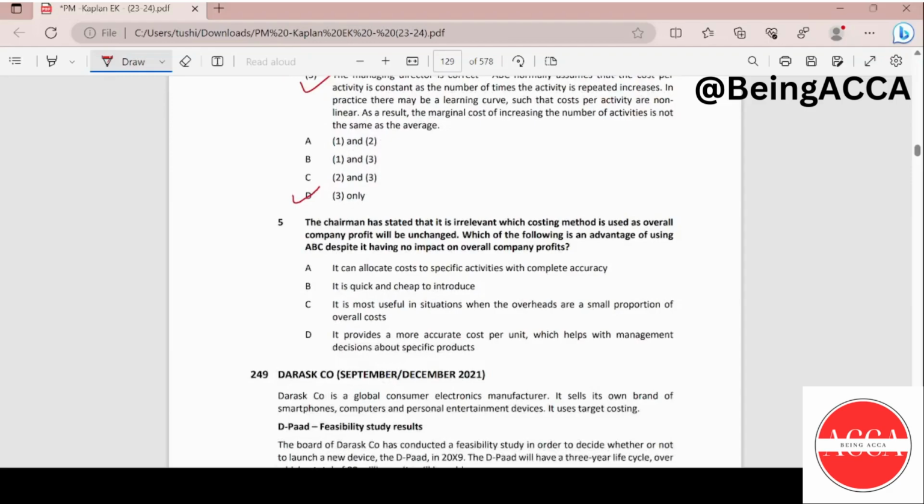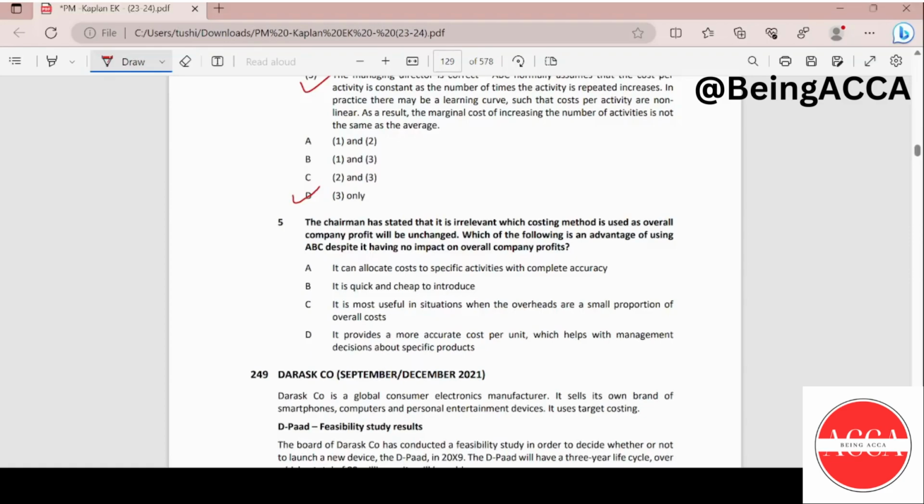Moving on to the last question, the chairman has stated that it is irrelevant which costing method is used as overall company profit will be unchanged. Which of the following is an advantage of using ABC despite it having no impact on overall company profits? So the chairman is absolutely correct because the profits remain the same. It's just the way of allocating the overhead cost that differs, right? So which of the following is an advantage of using ABC despite no impact on company profits.